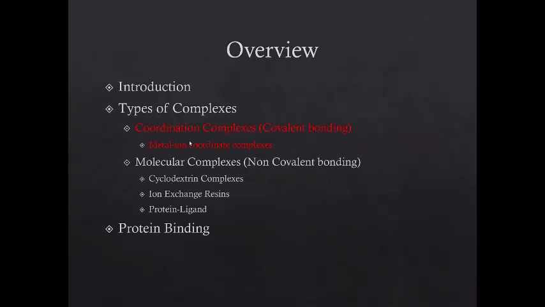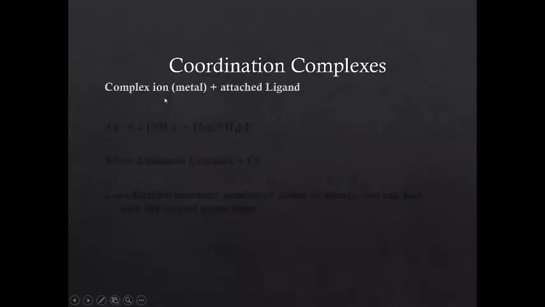All right, now we're going to just quickly talk about the coordination complexes, which are covalent bonding complexes, our metal ion coordinate complexes. So here's where we have a complex ion, a metal, and a ligand. In this case, it isn't a drug, but we have this metal, which is silver here, and ammonium here, two molecules of that, and so we have silver ammonia, I guess. I'm not sure exactly if that's how you say it. But this is an example of a metal plus an attached ligand.